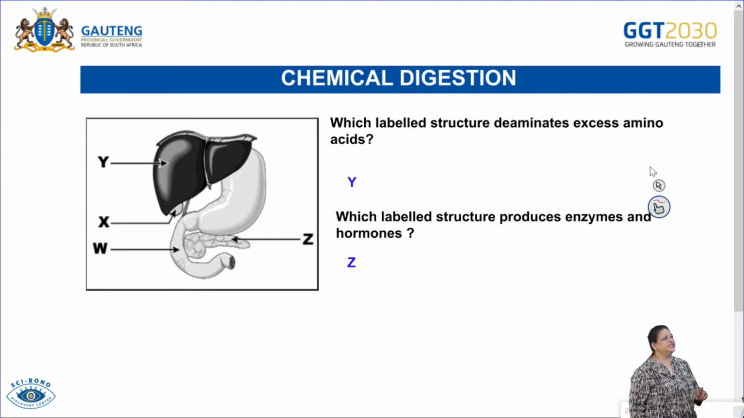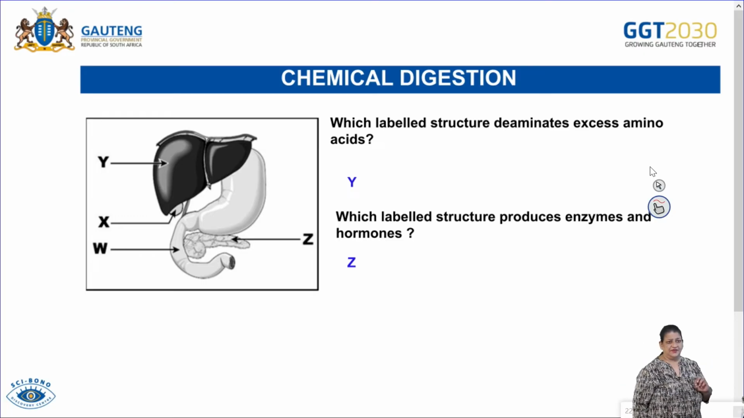Next question, which labelled structure deaminates excess amino acids? Remember, if you're eating too much meat, too many amino acids are formed. Which one is responsible for deamination? We said Y, the liver. Which labelled structure produces enzymes and hormones? Remember, we said Z. The pancreas is an exocrine and an endocrine gland. You're going to learn of that in grade 12.